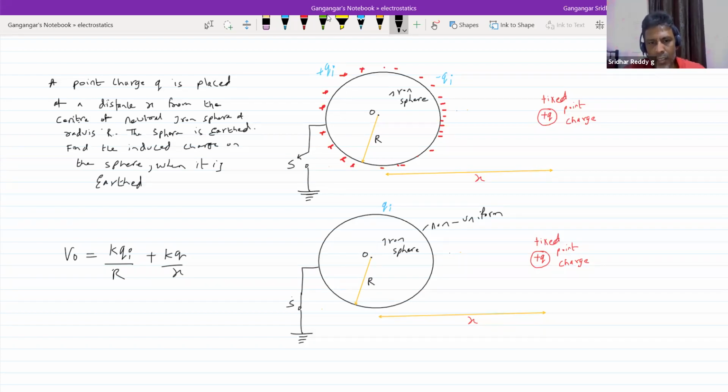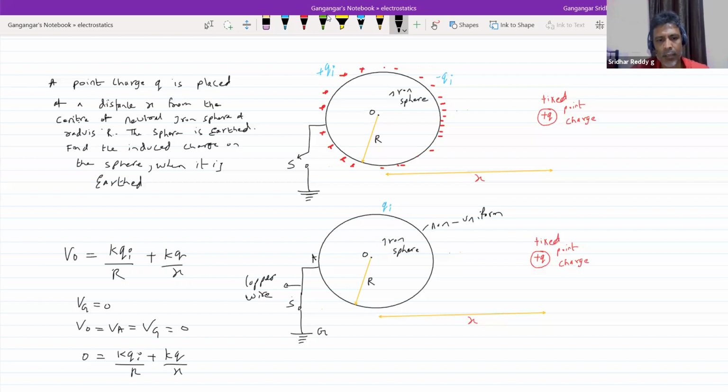We know that potential, you write like this A, and this you write G. Potential of ground or earth should be 0, no? And there's a wire, a copper wire, you take it. So what should be the potential? Potential of O should be equal to potential of A should be equal to G should be equal to 0. Equate this to 0. 0 equals KQi by R plus KQ by X. So Qi is equal to minus QR by X.